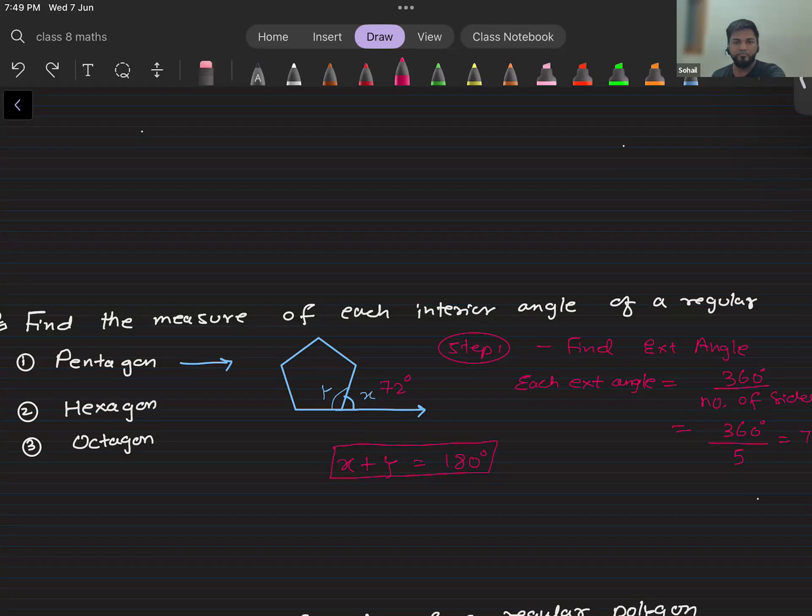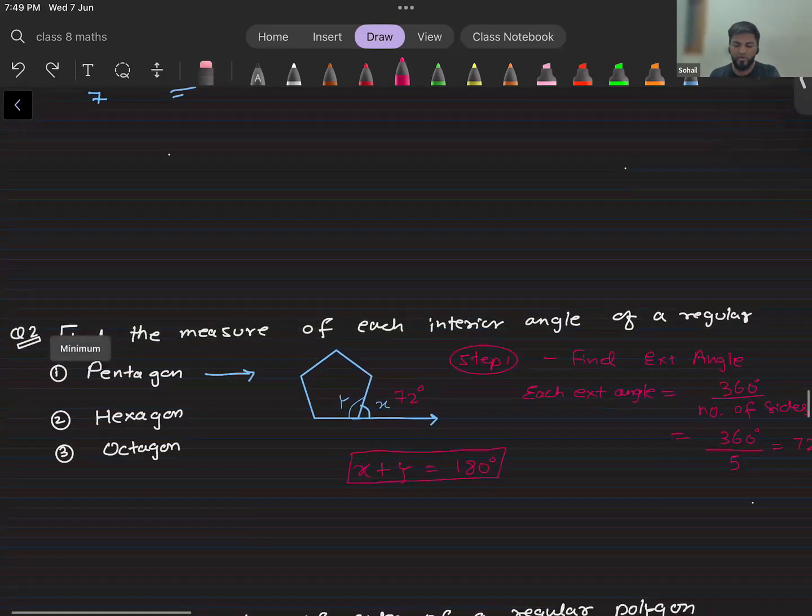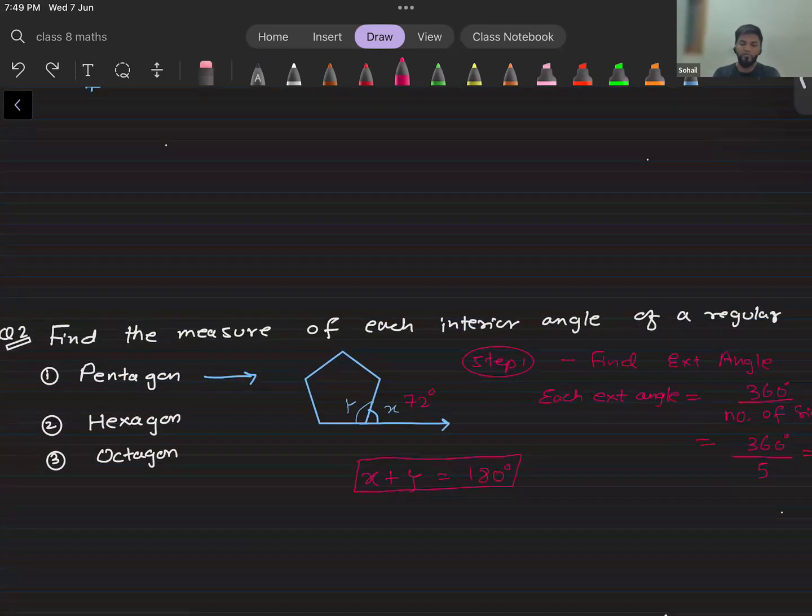$108. Yes, very good, Arhan. Ahmed, we are supposed to find the interior angle. Read the question properly, Ahmed. This 60 which you mentioned, it is for which one? For hexagon, octagon, pentagon?